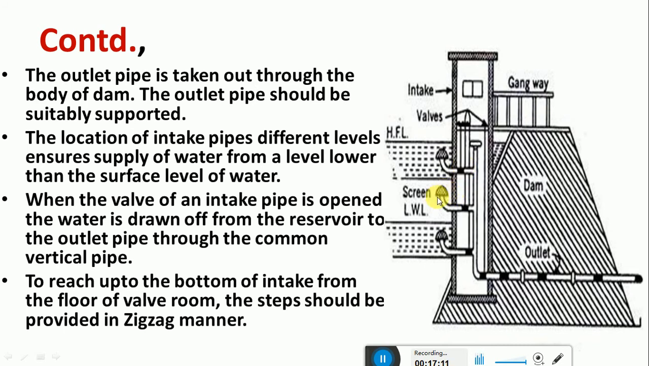Okay, and this is the bell mouth entry, and it contains the screen here to remove the floatable and other impure matter entering into the water treatment system. Here this is the common vertical pipe which is connected to all the 3 intake pipes. This type of arrangement is made in reservoir intake so that water can be drawn from different levels in the reservoirs.